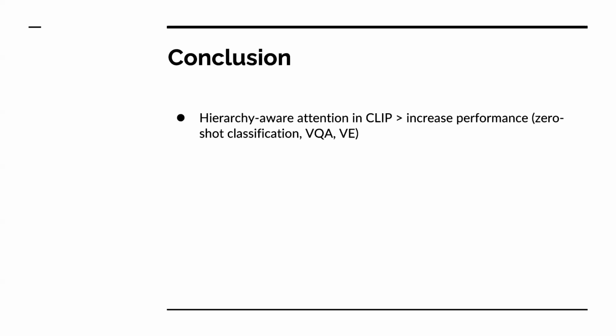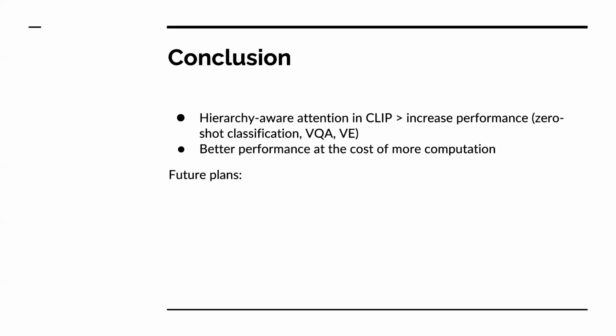So conclusion, if you introduce hierarchy-aware attention in CLIP in both the visual encoder and the text encoder, you're gonna have some significant gains in performance at the cost of more computation.